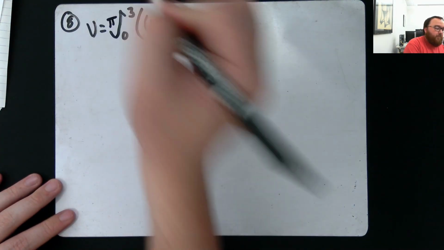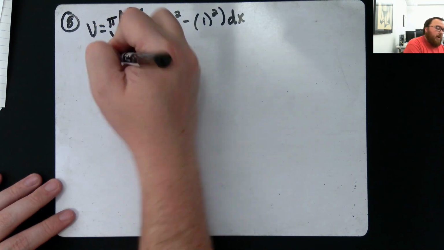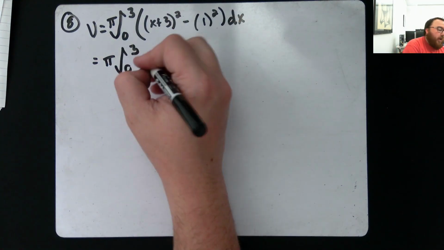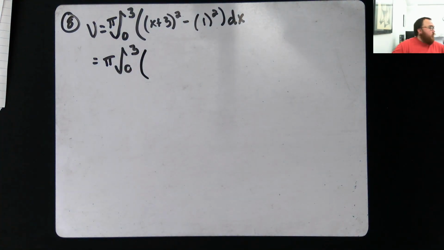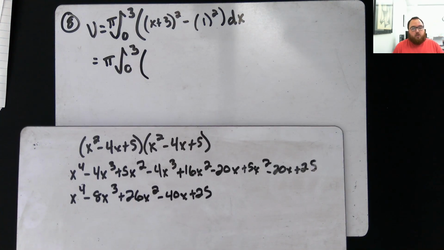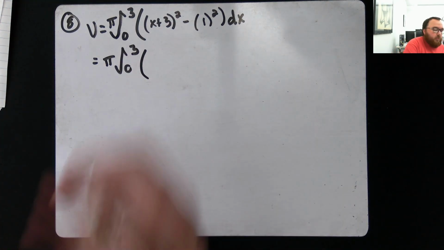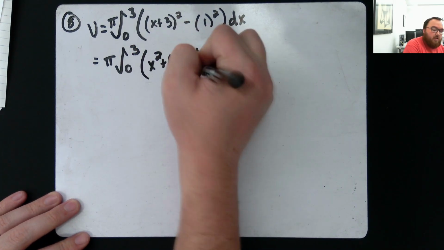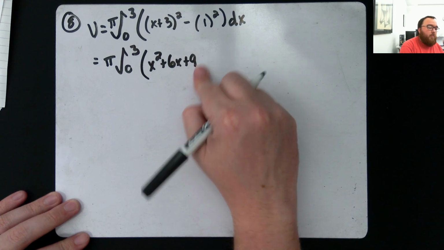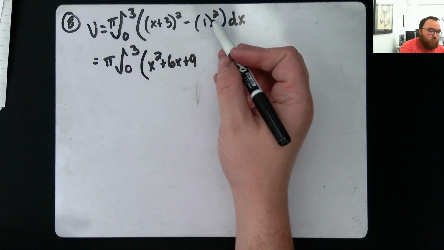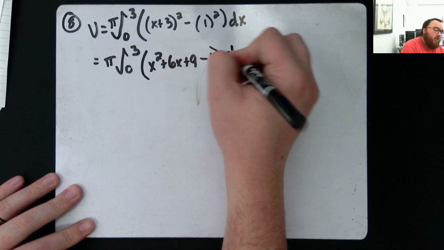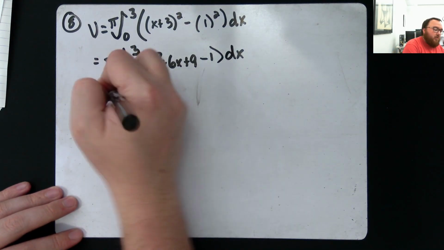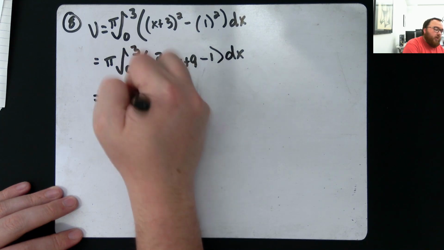Don't forget the pi. So it's going to be pi integral from 0 to 3. Do x plus 3 squared. Again, square it out just like we did with this one. Square everything out. x plus 3 squared is x squared plus 6x plus 9. Minus 1 squared. 1 squared is just 1, so minus 1 dx. Combine like terms. Pi integral from 0 to 3.